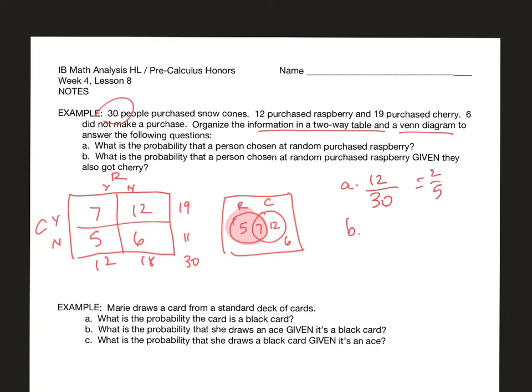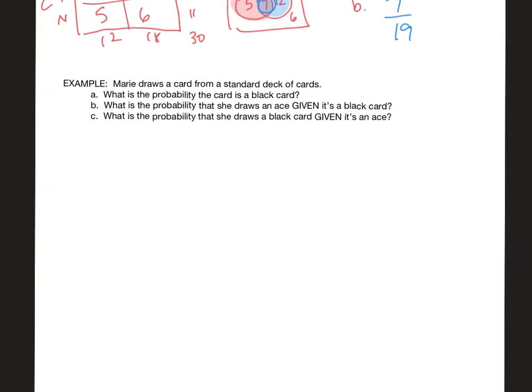Okay, now part B, I'm going to read the given part first. All right, so it says, given they got cherry. So given they got cherry is these 19 people, right? There are 19 people that got cherry. So then we want a person chosen at random purchased raspberry. I need the raspberry people out of that blue circle. That's those 7. Okay, so again, kind of like on the last lesson, given means you're not looking at the whole picture, you're looking at a little piece of the picture.